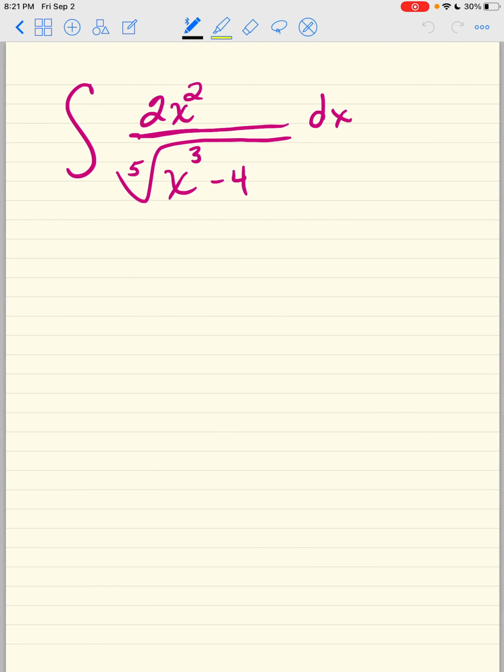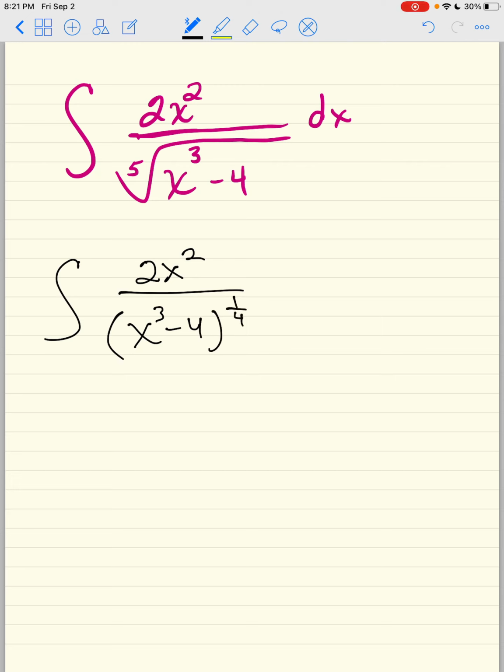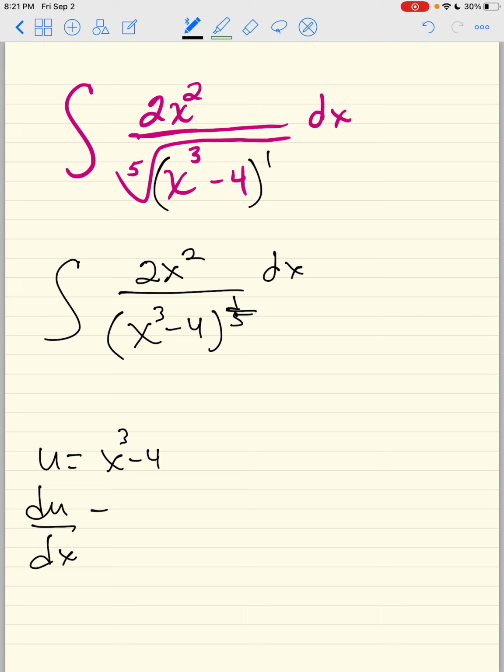Here's another one, and I believe this is our last one for the video. Okay, so what are we going to do here? Well, this is a quotient. It requires a u sub. Once again, you can tell that's to the 1/5. First and foremost, if there's no parentheses underneath, you just put the parentheses to the first. Okay, let your u equal x to the third minus 4. du dx equals 3x squared. du over 3x squared equals dx.